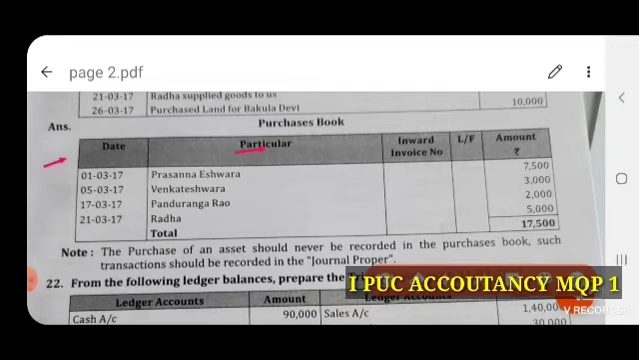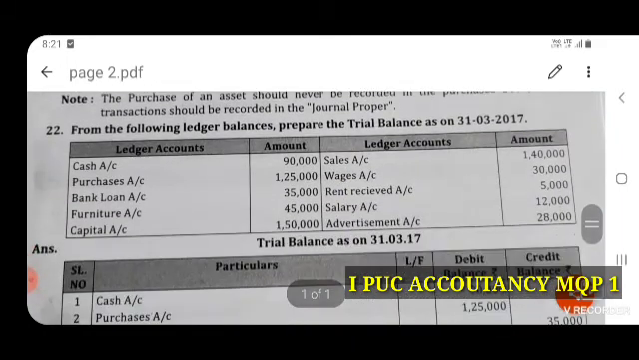So date, particulars, inward ledger folio, amount. We have taken all credit transactions except the last transaction. See the note, the purchase of an asset is never recorded in the purchase book. Such a transaction should be recorded in journal proper. So this is very easy. Next, come to the next question.